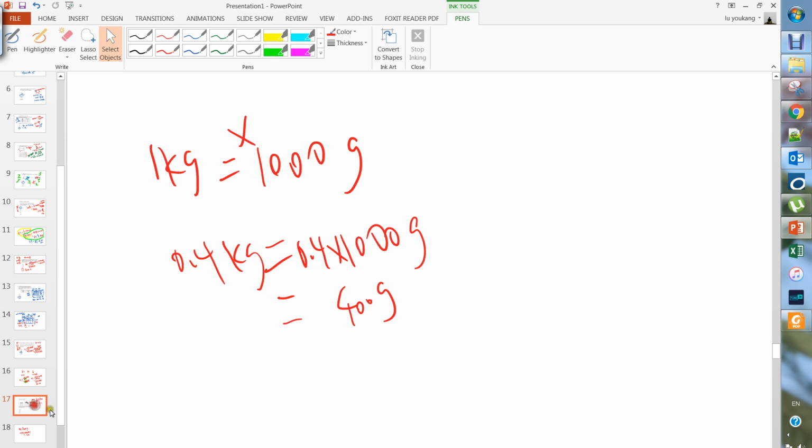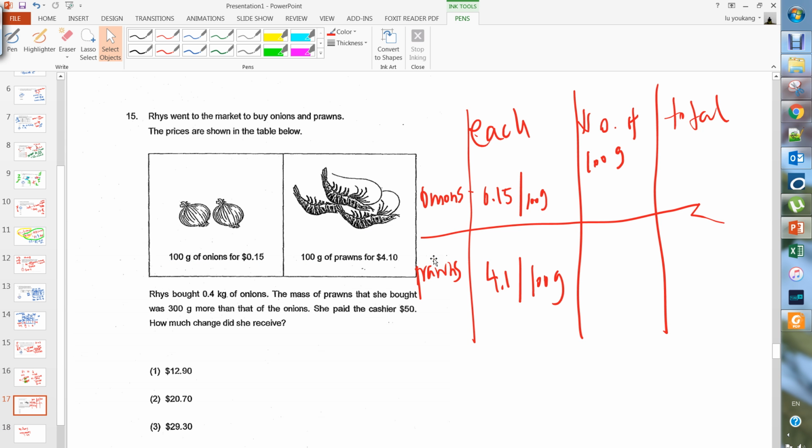So let's go back to the table. It says number of 100 gram. So out of 400 gram, how many number of 100 gram is for onion? How many of them? Inside the 400 gram, how many 100 gram inside? This one is 400 gram, right? So inside 400 gram, how many 100 gram you have?